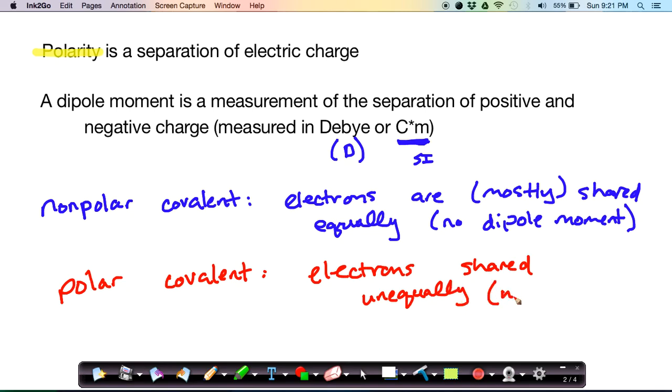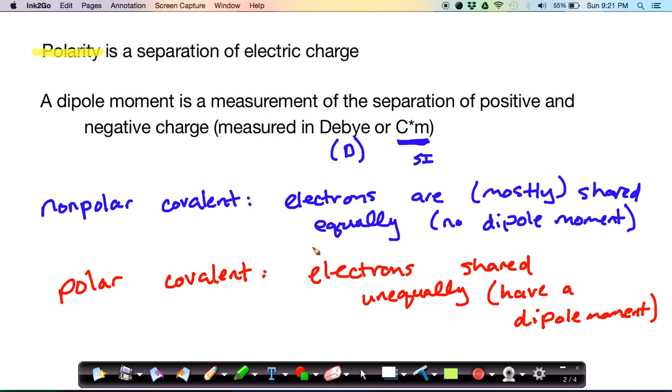And as a result, these polar bonds will have a dipole moment. Now, not all polar covalent bonds are equal in terms of their electric dipole moment, and it's going to be based in part on electronegativity difference. If you have a higher difference in electronegativity, you can expect, with all other factors being equal, to have a larger electric dipole moment and a greater separation of charge as a result.